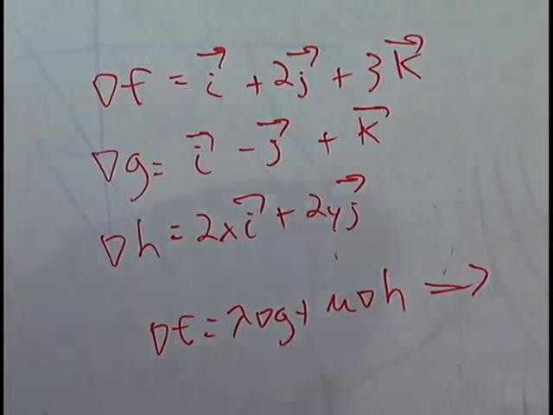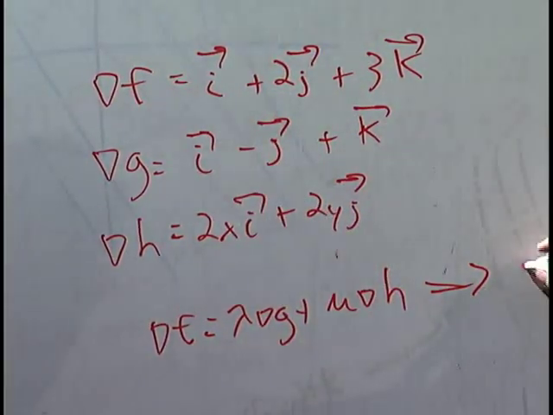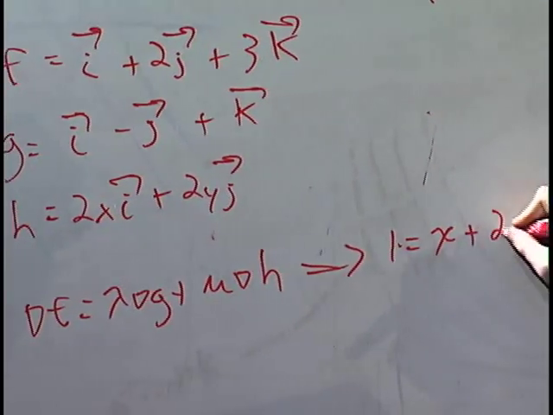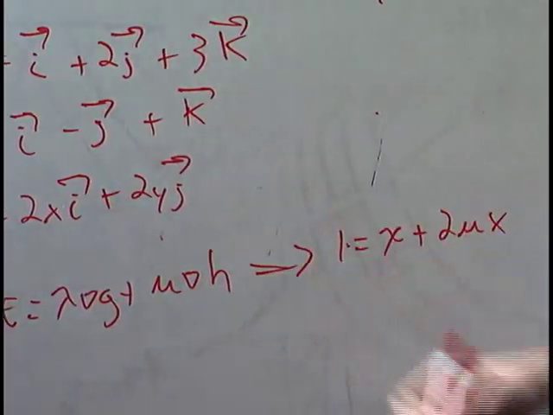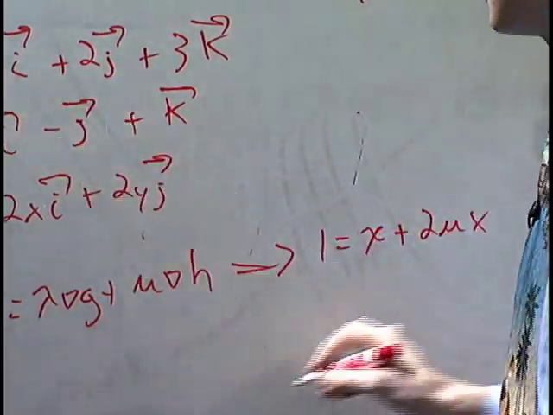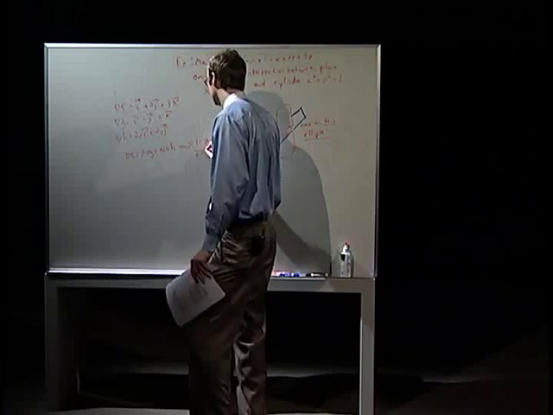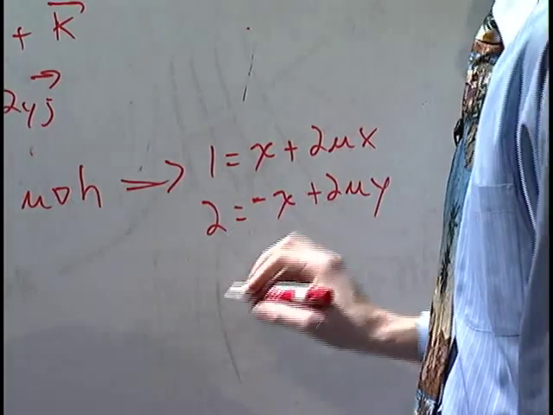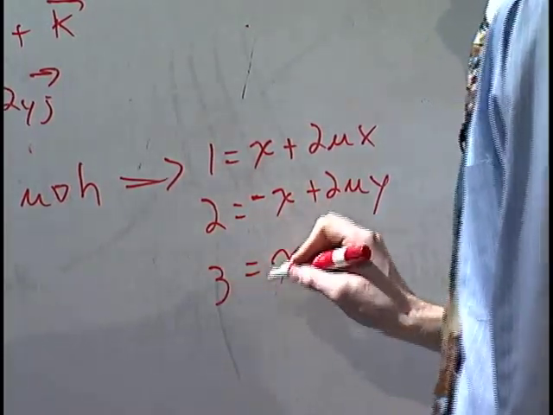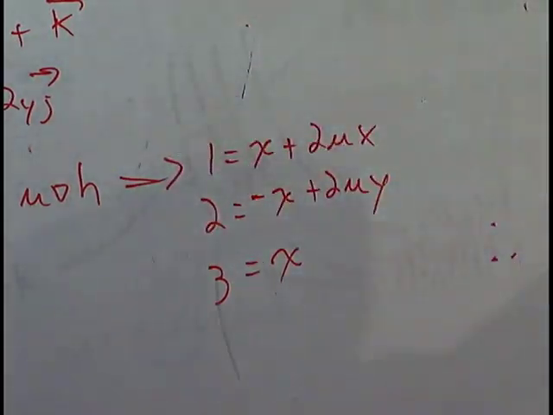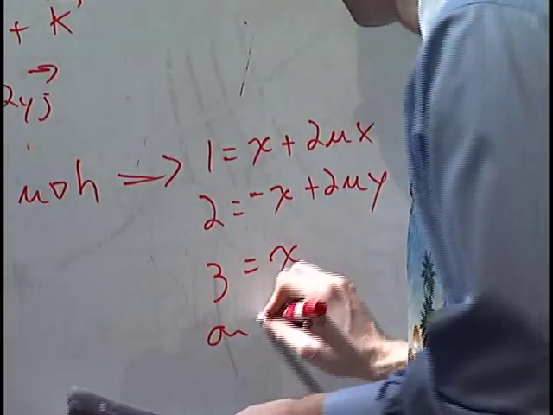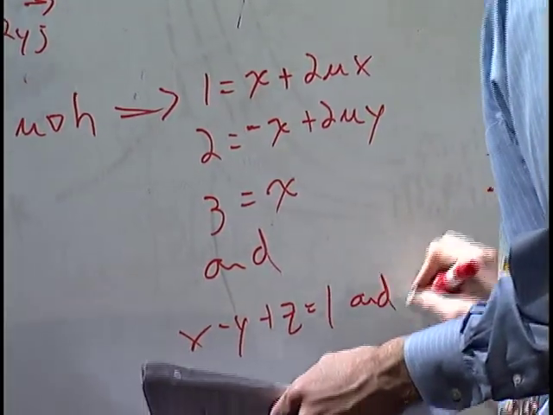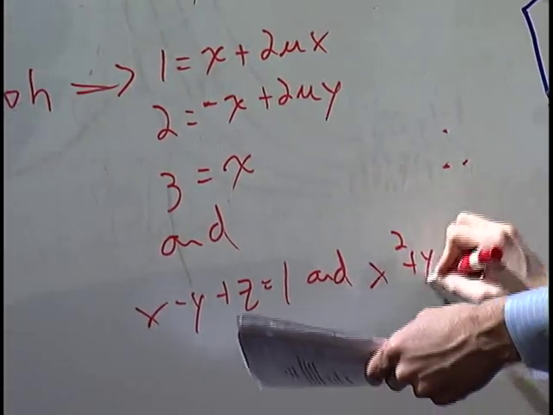What does that give us? Well, we equate i parts in each one of these. So we have 1 equals lambda plus 2 mu x. We have 2 equals negative lambda plus 2 mu y, and we have 3 equals lambda. There's no k term down here. And also we have the underlying constraints, x squared plus y squared equals 1.